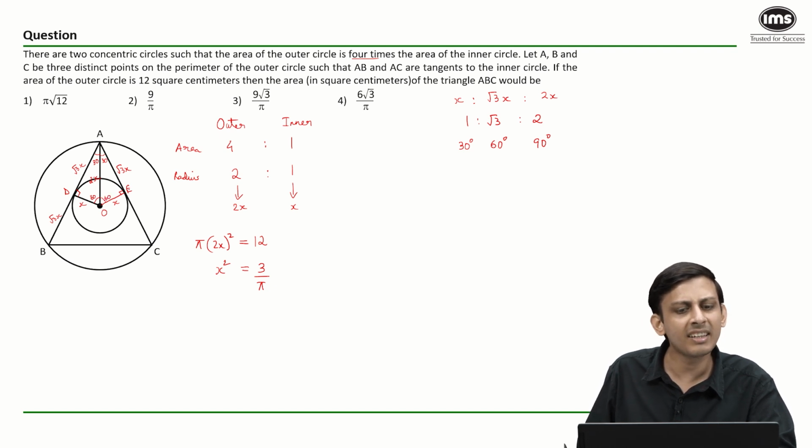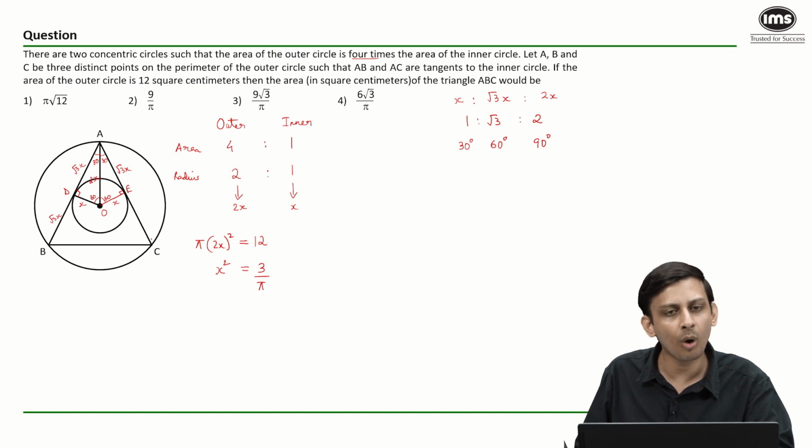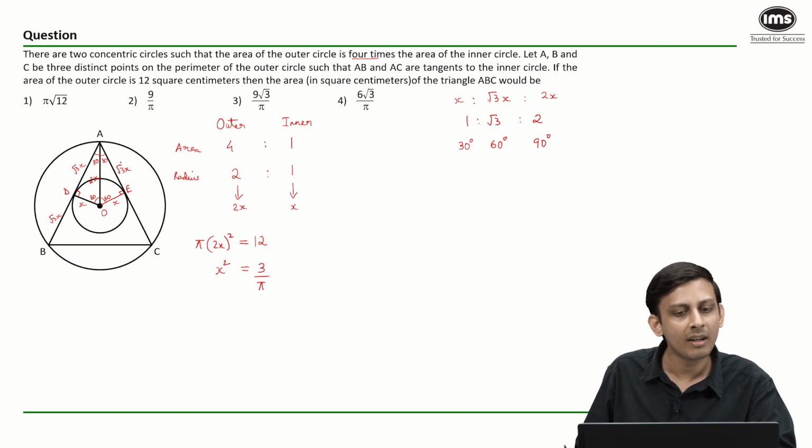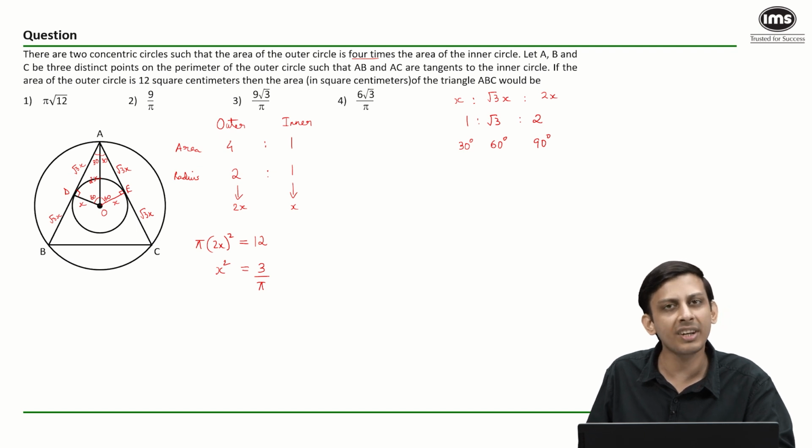And again, from the center, we have a perpendicular to a chord. It will bisect the chord. So since this is root 3x, then EC will also be root 3x. Okay, so now what are we getting? We are getting that AB and AC are equal. AB and AC are equal sides of the triangle. Okay, both of them are 2 into root 3x.